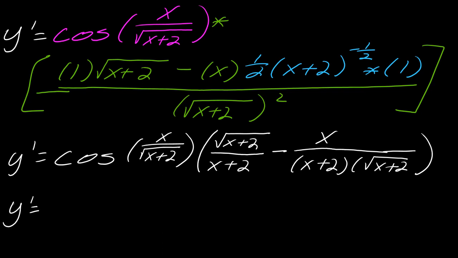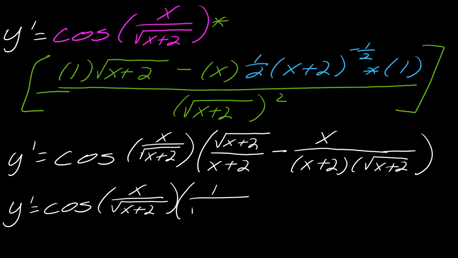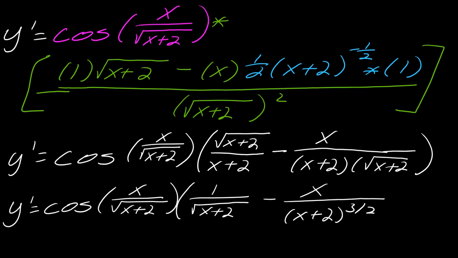So this is y prime equals cosine of x over the square root of x plus 2. And then this will simplify to 1 over the square root of x plus 2. And then this will be minus x over, let's call this x plus 2 to the 3/2. So that's one way that you could simplify this.